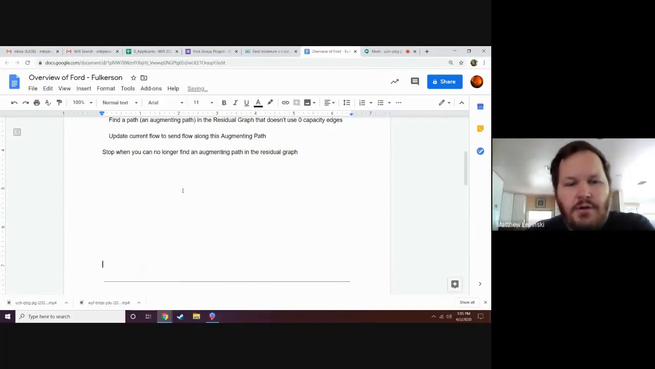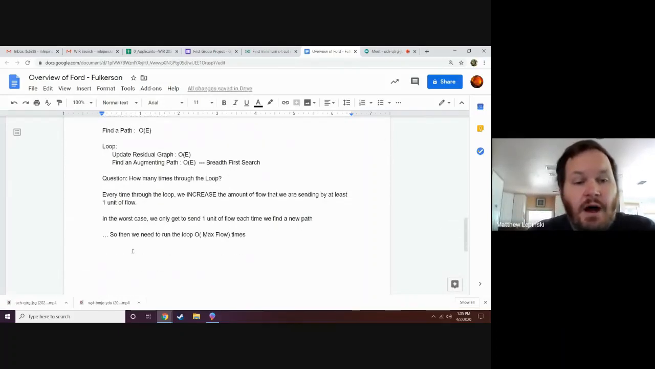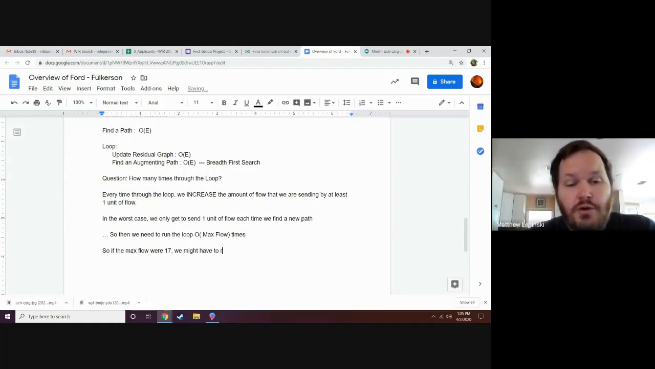So for example, how many times was it? Oh, max flow times. Yeah. So if the max flow were 17, we might have to run the loop 17 times. So this is actually a weird runtime where the number of times through the loop is based on what the answer is that we're finding. So the bigger the answer that we find, the longer it might take to find it.